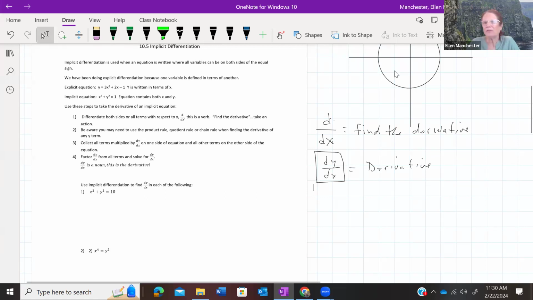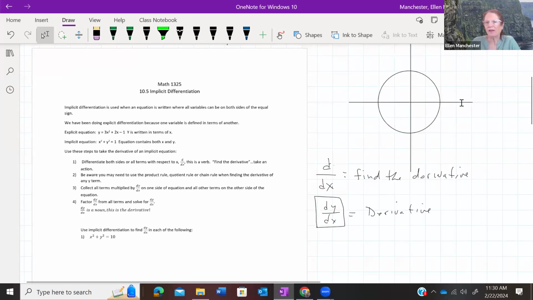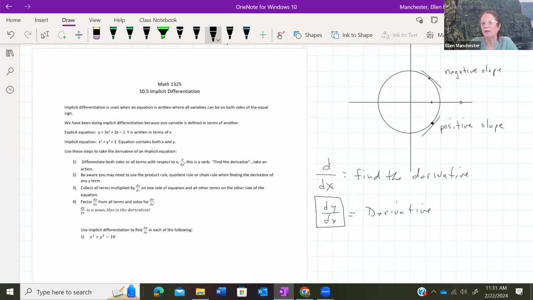Okay, so what happens is if I go through and I find my derivative, let's say I find the derivative right here at that point, my slope is going to be a negative slope, right? Because going back to basic algebra, the line is going downhill, so I'm going to have a negative slope. But at this point, same exact x value, I'm going to have a positive slope. All right, so because I have the same x value but two different y values, our answer has to have a y in it so that we can find out what the slope is at a very specific point.